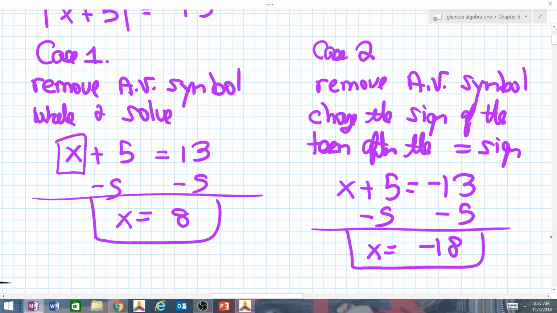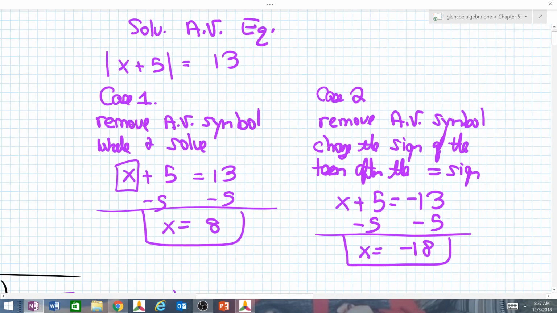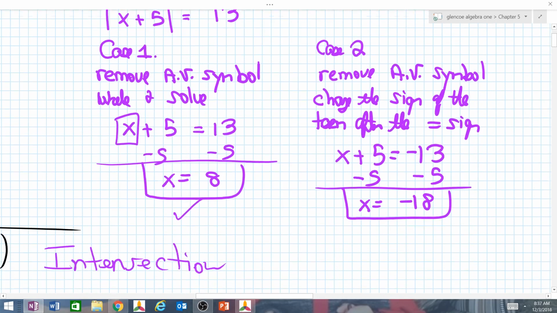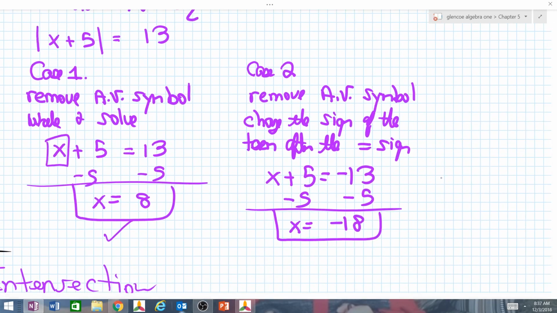Okay, so now we're going to check our work. Let's go back to the original problem and see what happens. 8 plus 5 is what, guys? And does the absolute value of 13 equal 13? So x equals 8 is a true solution. Let's plug in negative 18. Negative 18 plus 5 equals negative 13, and the absolute value of negative 13 is 13. So our answer would be negative 18 and 8. Does anyone have a question on an absolute value equation?